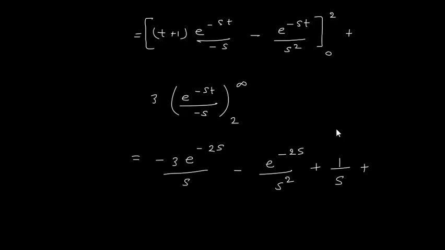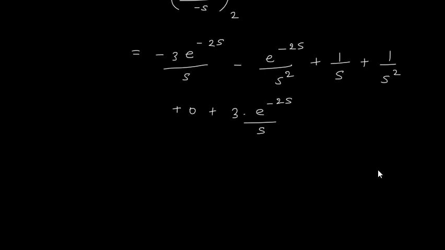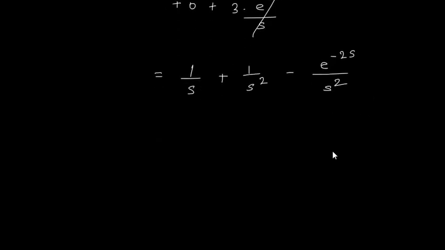Then this is also plus 1 upon s square. When I put infinity, it will become 0, and this minus will become plus 3 into e power minus 2s upon s. So this first term and this last term will cancel, and I have the final answer as 1 upon s plus 1 upon s square minus e power minus 2s upon s square. So this is our Laplace of f of t.